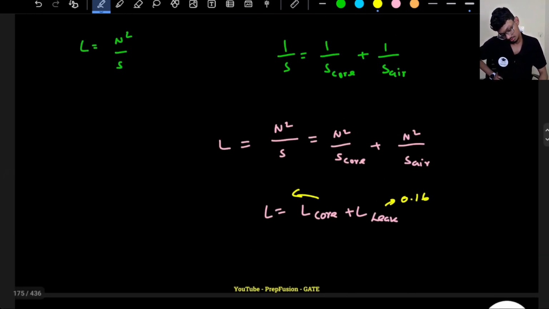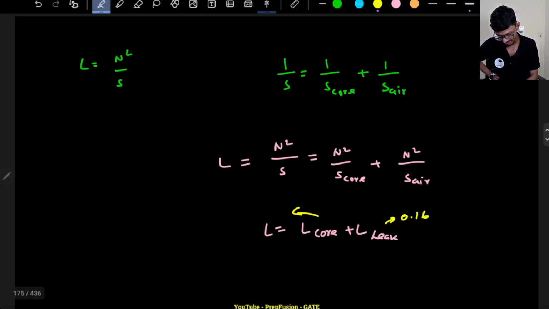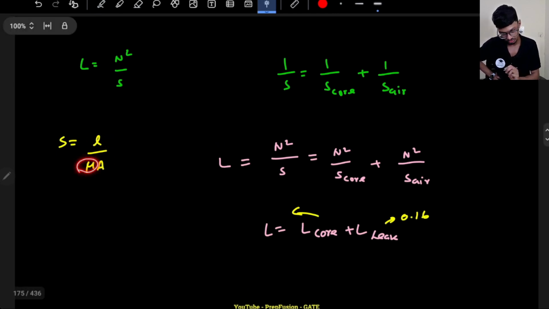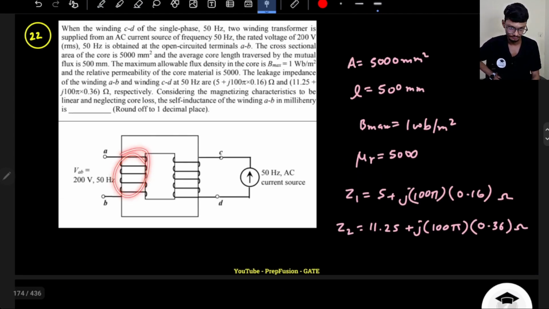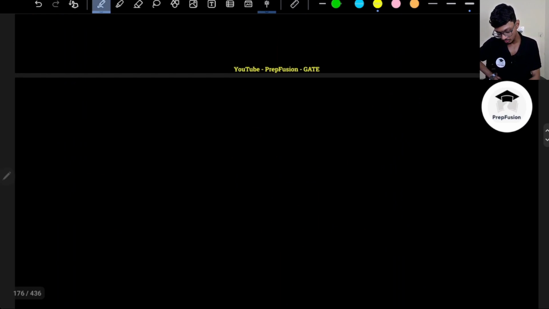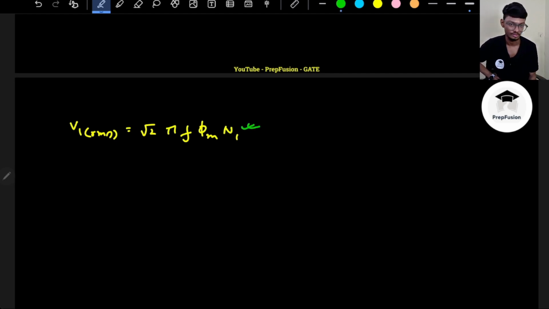So how will I find out the inductance due to the core? Very simple. I have to find out n square by S. So S is simply L upon mu A, right? I know L, I know A, mu is also known, mu naught into mu r. What is not known to me? N. The number of turns they have not given to me. So I have to use some other equation. Another equation I know is that my voltage V1 RMS is equal to root 2 pi f phi m into n1. So from here I can find out the value of n1.